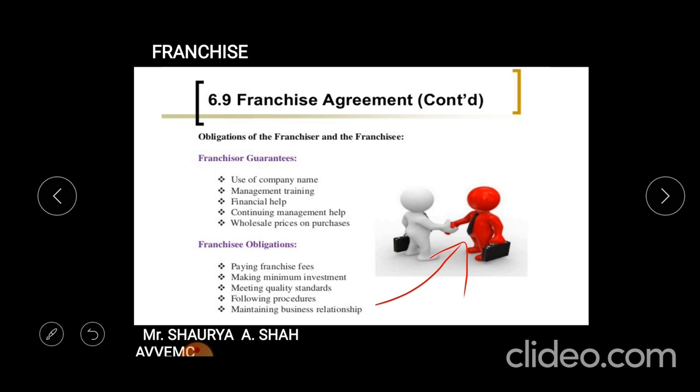If there are any queries, you can put your query in the Google Classroom. We will help you out for that particular part. In the next lecture, we will start with the checklist for evaluating a franchise, their types, and further in the chapter.